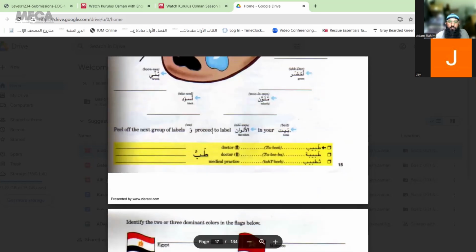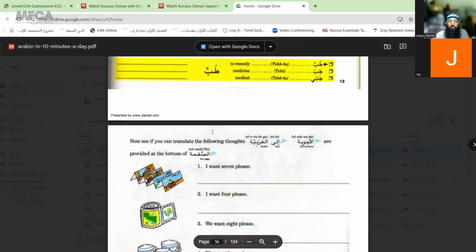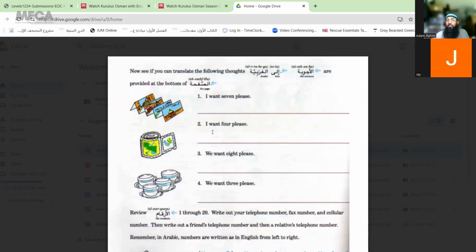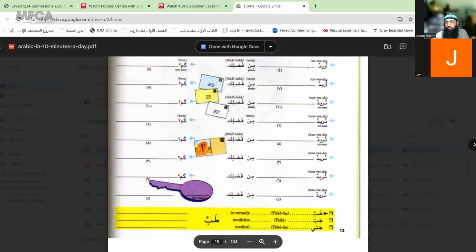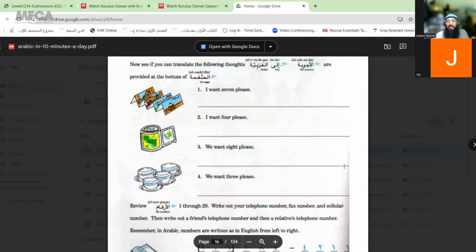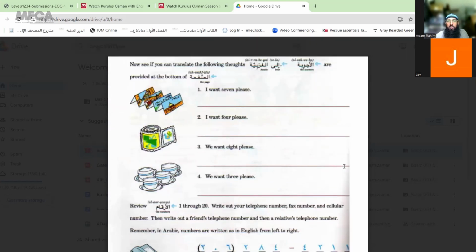Notice in some of the homework when you translated this, remember the words uridu and nuridu, as we've been taking here: uridu means I want and nuridu means we want. The number that comes after it is going to have the fathatan, right? So instead of uridu sab'atun min fadlik, it should be uridu sab'atan. So it's going to end with the fathatan as opposed to the dhammatan.